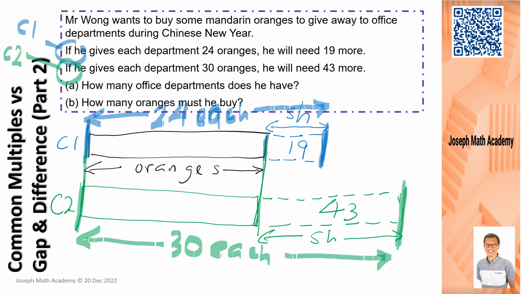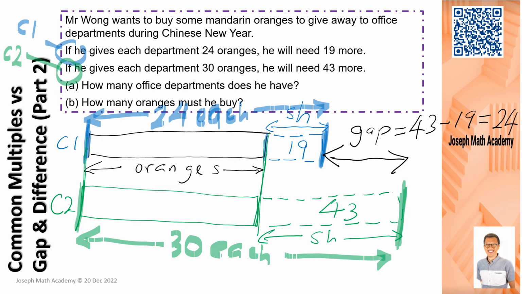Okay, now applying the gap and difference concept, what we do is let's find what is the gap. Okay, we need to find the gap. So in this case, the gap is here. From the end of the first case, this one, to the end of the second case, this is the gap. So the gap would be 43 minus 19. So what is 43 minus 19? 43 minus 19 is 24.